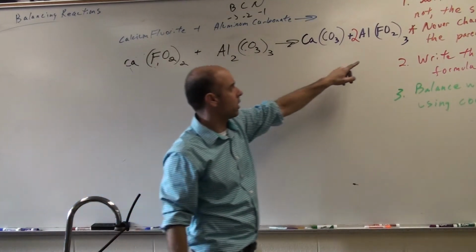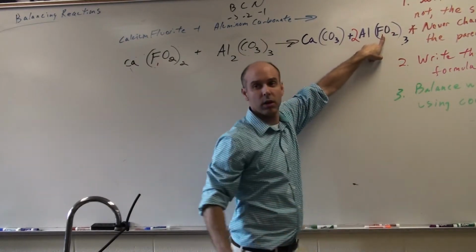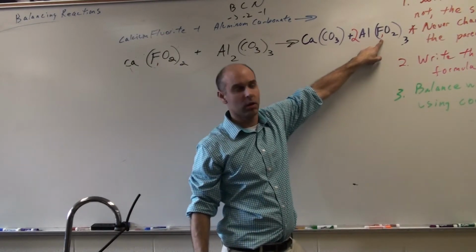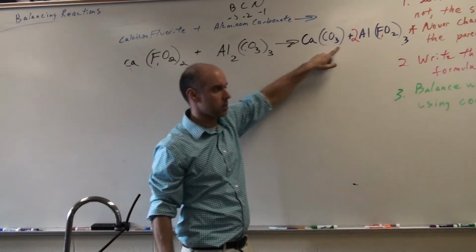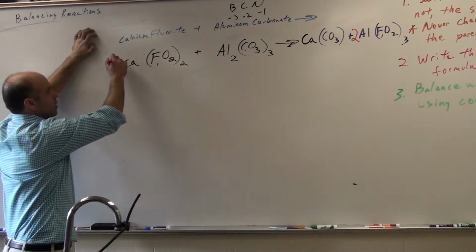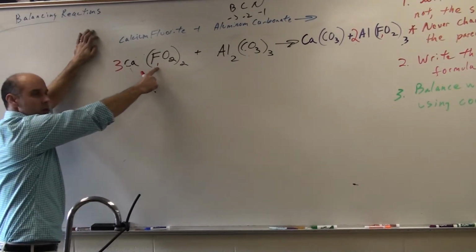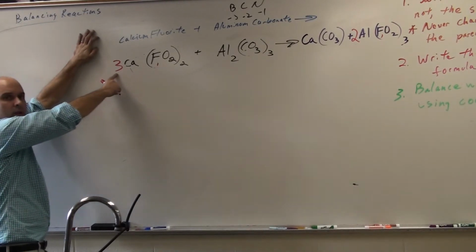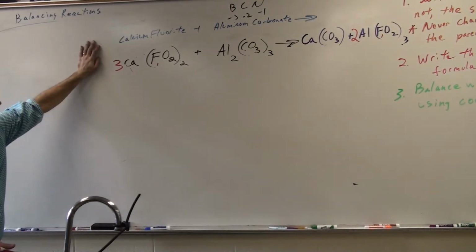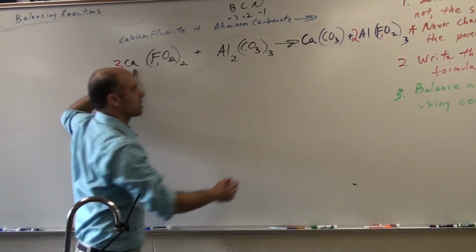How many do I have over here? 3 times 1 is 3, but then I have a 2 out here. So 3 times 1 times 2 is 6. So I'm going to need 6 fluorines. So I'm going to put a 3 here, because now 2 times 1 is 2, times 3 is 6. So the number of fluorines is now the same. But what does that do to my calciums? I've got 3, so now I'm going to have to put a 3 there.